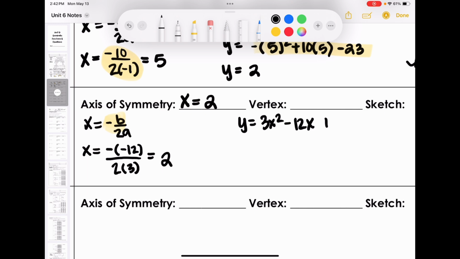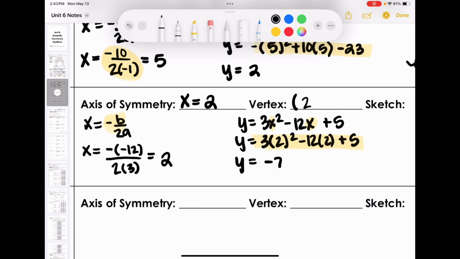Now I'm going to take that 2 and I'm going to plug it in for my x values in the equation. And when you plug all of that into your calculator, you should get a -7. So my vertex is 2, -7.